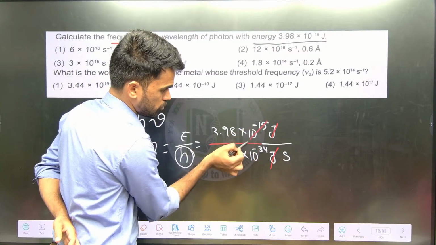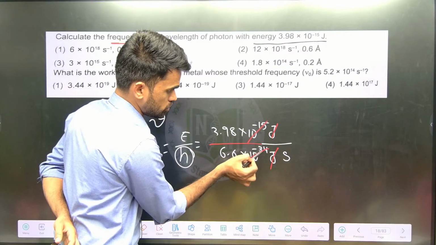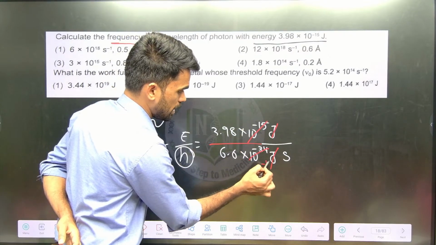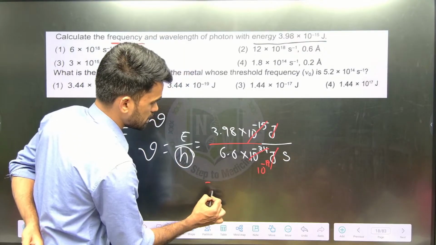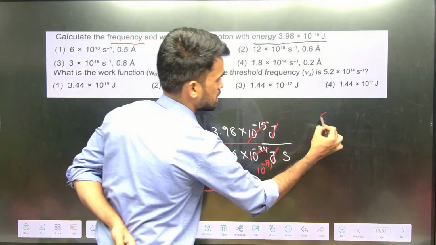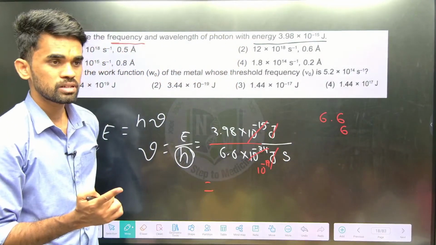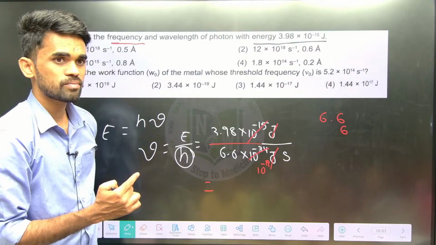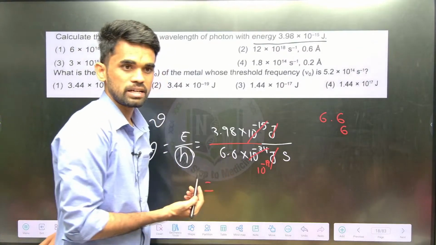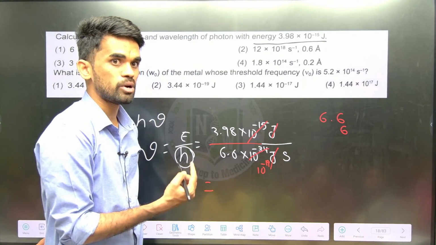So you can remove this one. How many times? So 20, so 10 power minus 19 is remaining. So I can write this as... 6.66 is how much? Once check. 6.6 means around 39, you will get 39.2, like that, 39.6 you will get.